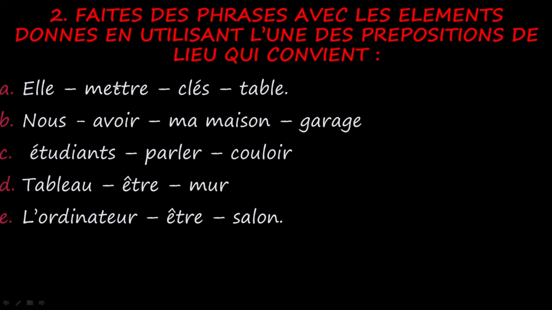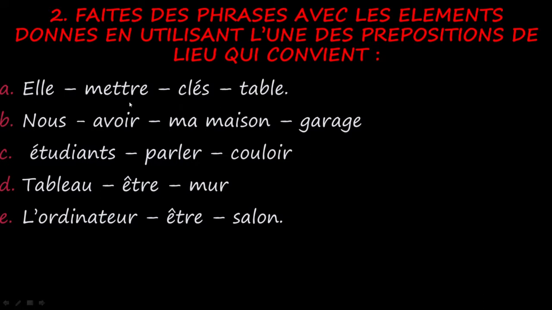So the conjugation is normal, you have to conjugate it. You can change the tense if you want. We'll take it mostly in the present tense, just for the second one we'll go for the past tense. The first one, elle mettre clé table. What they want to say is she to put keys table. We can make a proper sentence using these elements.